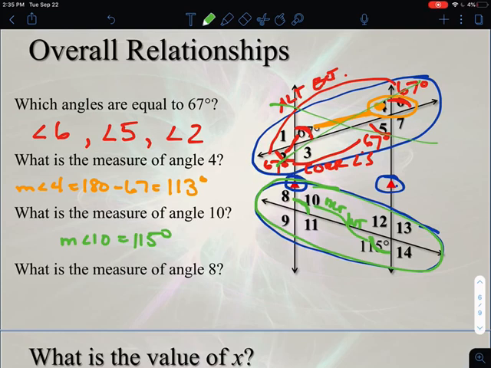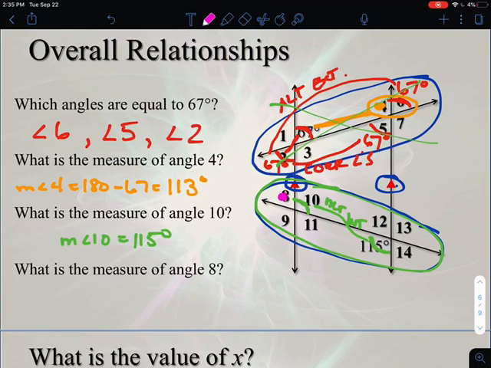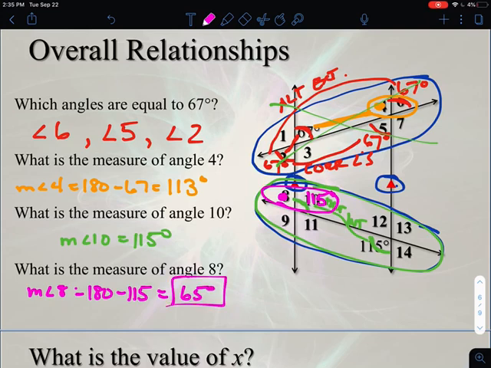It asks about the measure of angle 8 then. Well, for angle 8, we're looking at this angle right here. Now we could do this a couple different ways, although since we just found angle 10, which was 115, we know that 8 and 10 form a linear pair. So if I want the measure of angle 8, I'm going to take 180 minus that 115, and so I find that angle 8 would be 65 degrees.